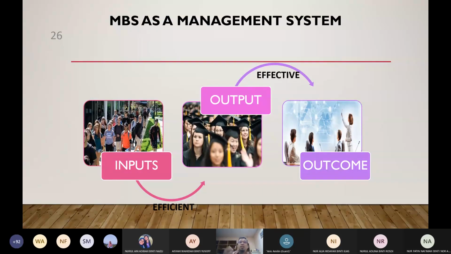Right. So how was this translated into operation when MBS was introduced? Of course, in principle, this is what they want to achieve, the objective: to improve efficiency and effectiveness. But how do they translate that into practice? That's something that you need to appreciate. So, MBS as a management system.